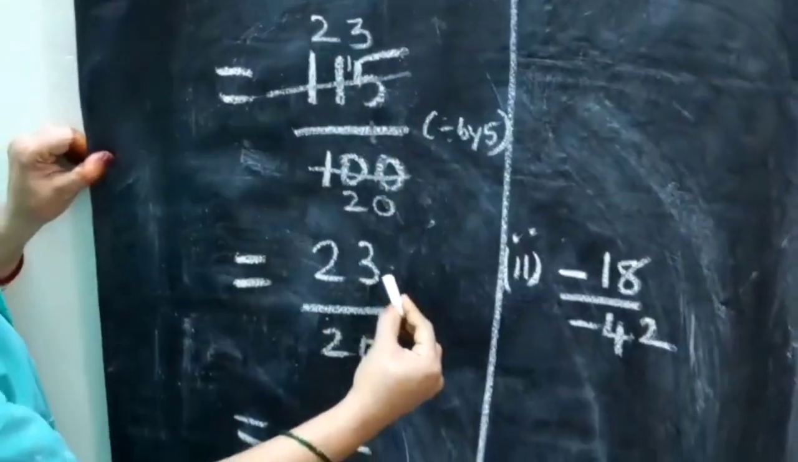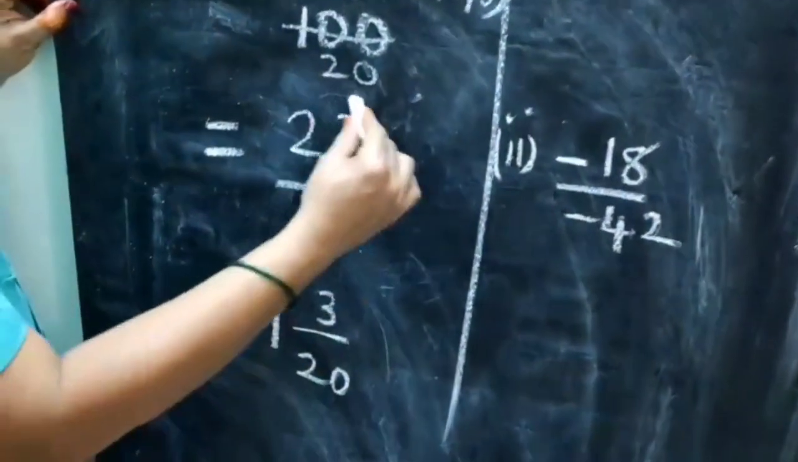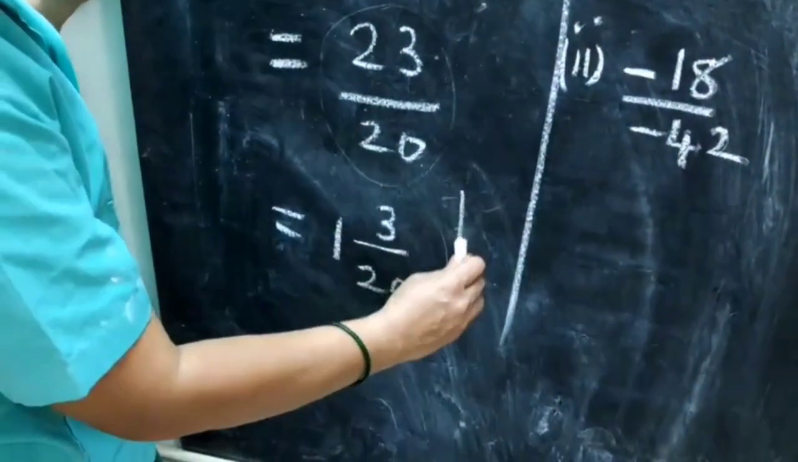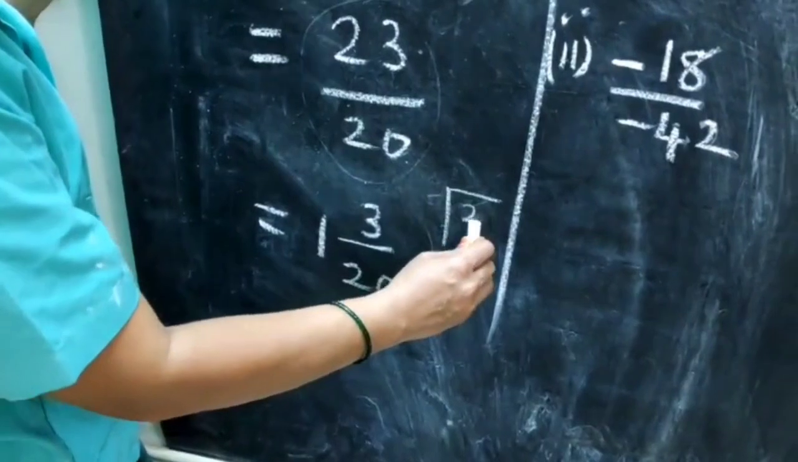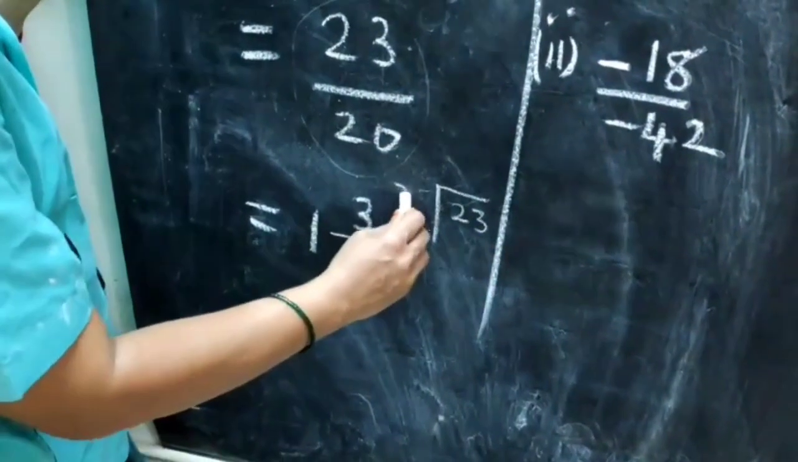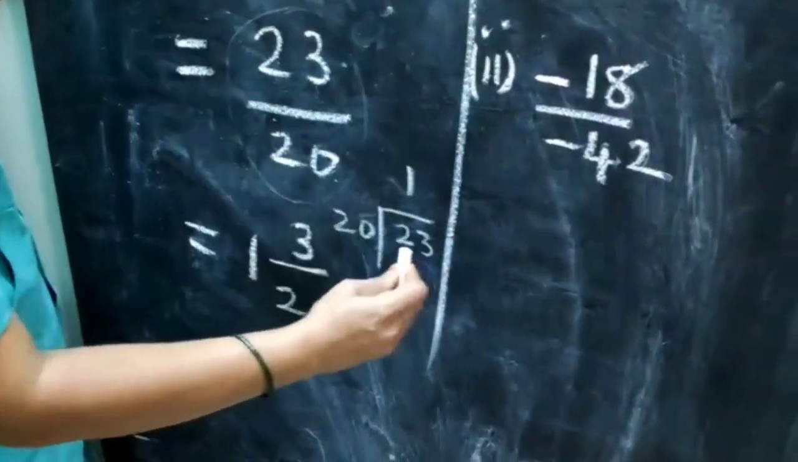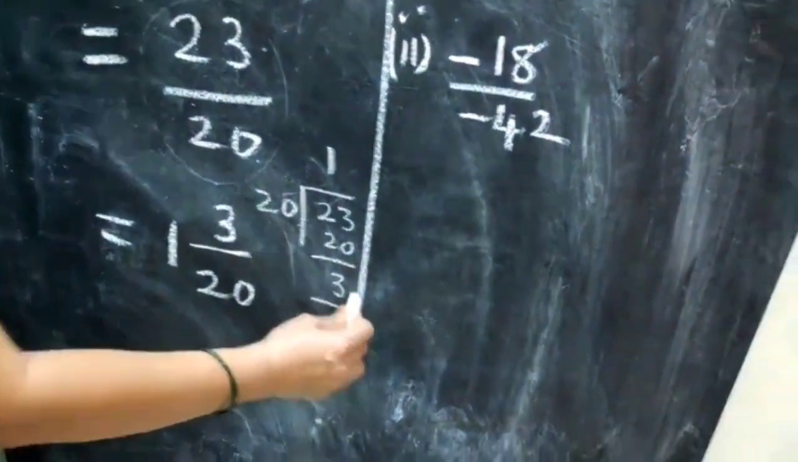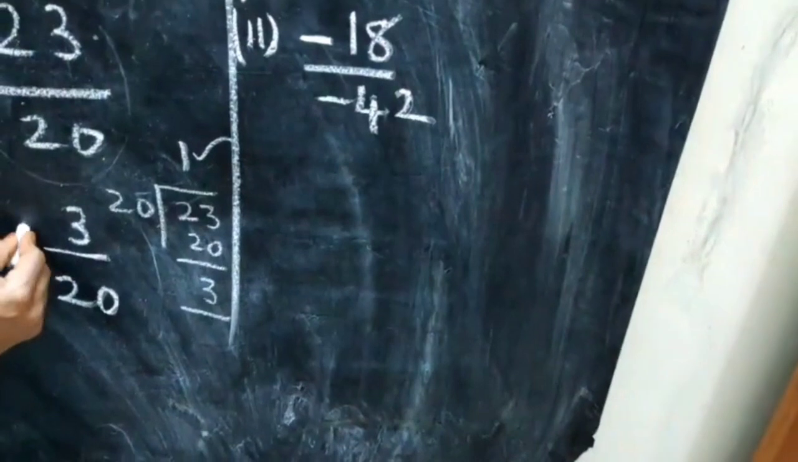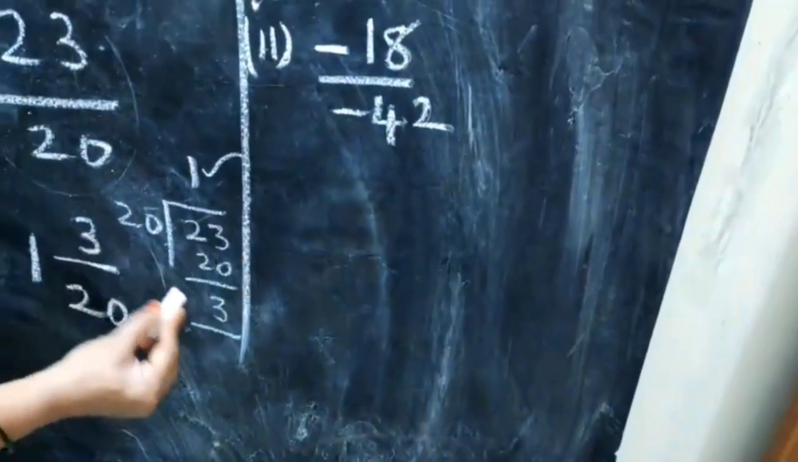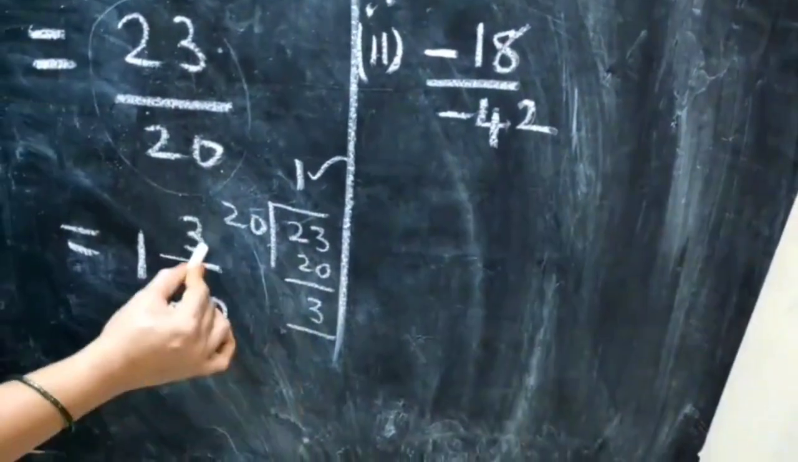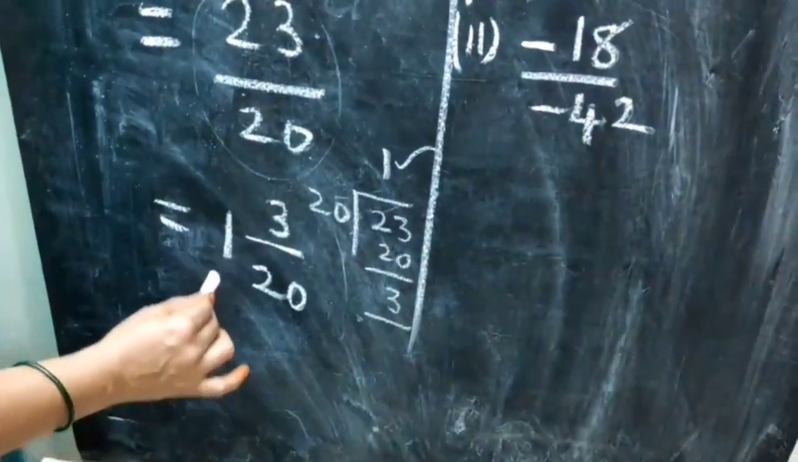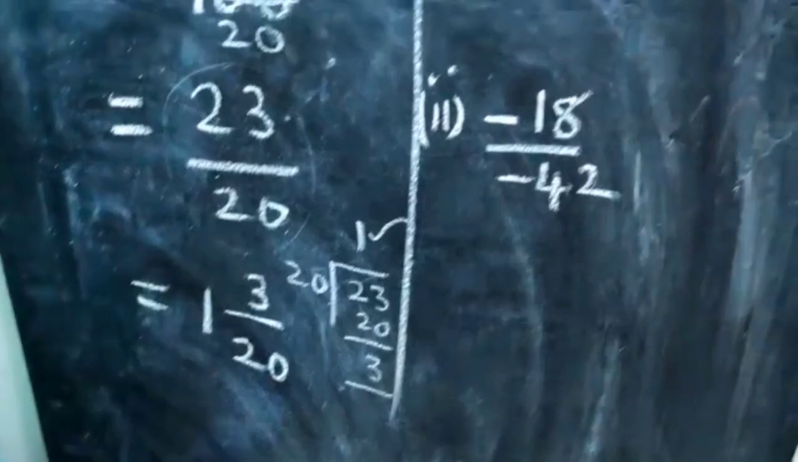So the answer is 23 by 20. The resulting fraction is what fraction? Improper fraction. So change it into a mixed fraction. 23 divided by 20. So 1 20 is 20. Remaining 3. The quotient is first, you write 1. Then 3 by 20: remainder divided by the divisor. So the answer is 1 3 by 20.